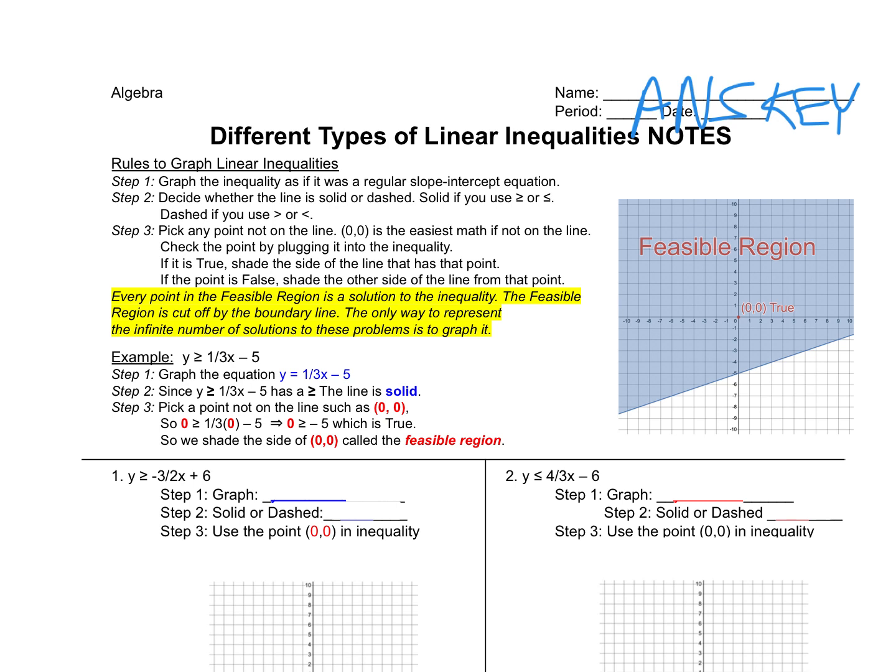And you need to decide, is my solution above the line or below the line? And again, you figure that out by picking a point not on the line, plugging it in, and seeing if it makes the inequality true. If it does, shade that side as true. If it's false, it means the other side is true, and then you just shade that other side.